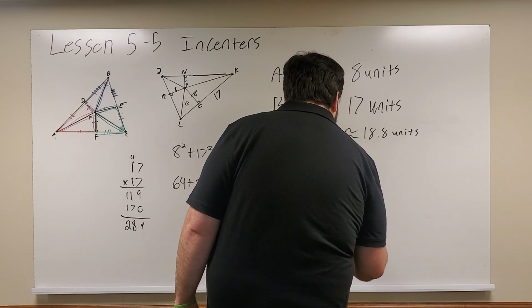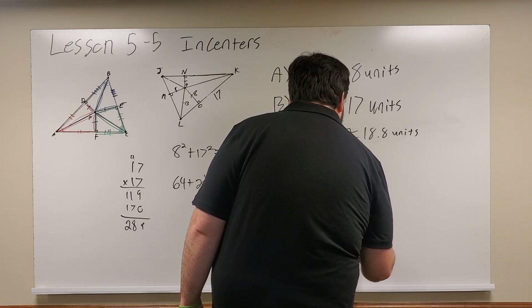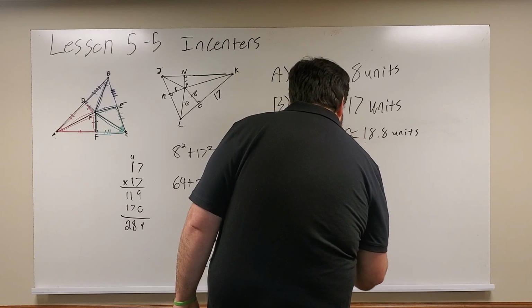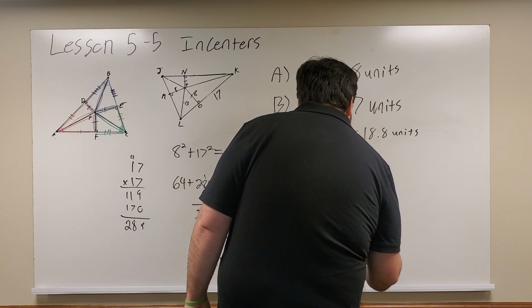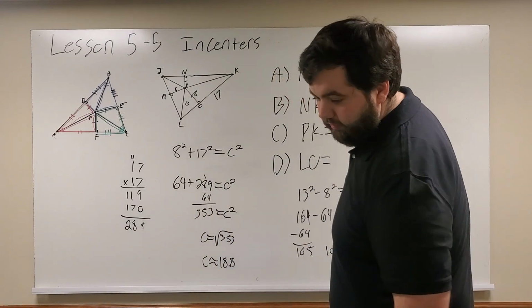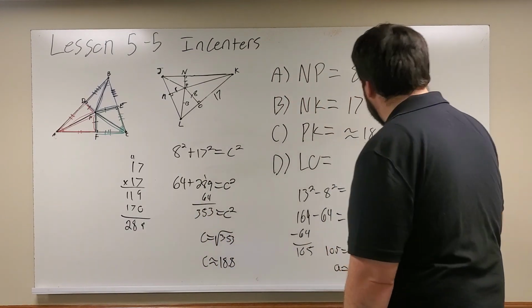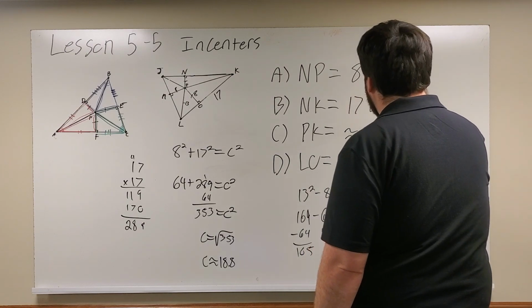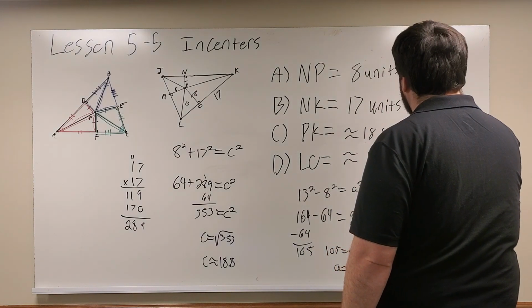501, 105 equals A squared. Take the square root of both sides, you get A is about 10.2. So A is about 10.2 units.